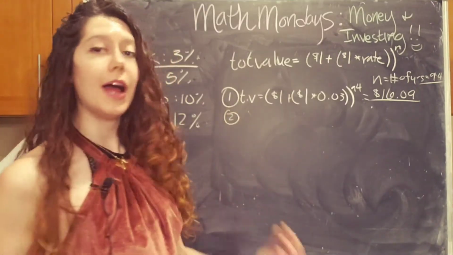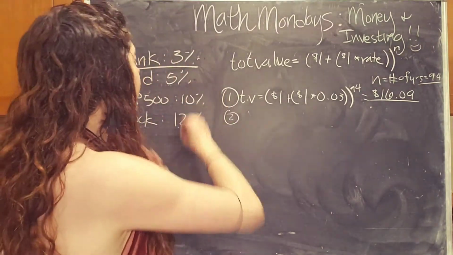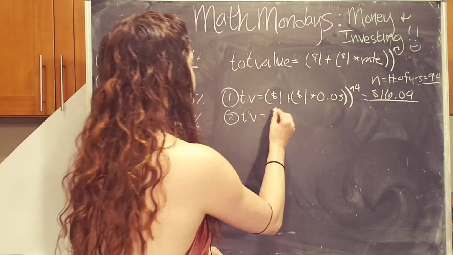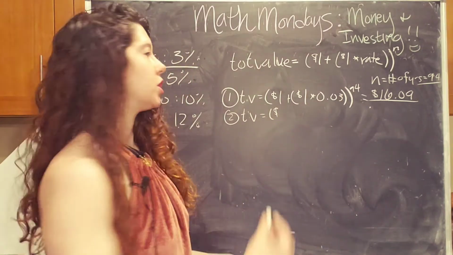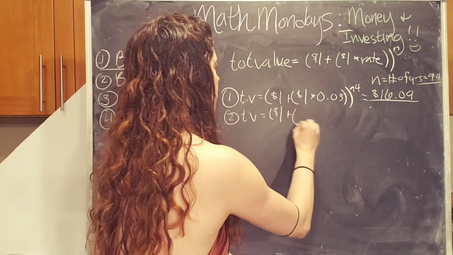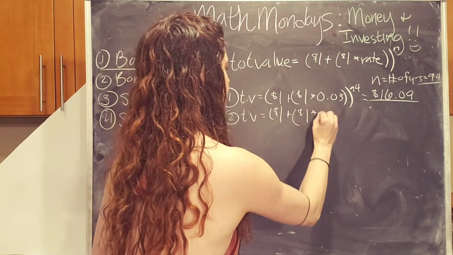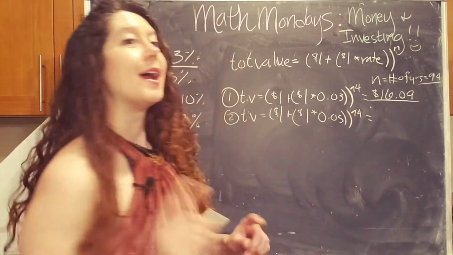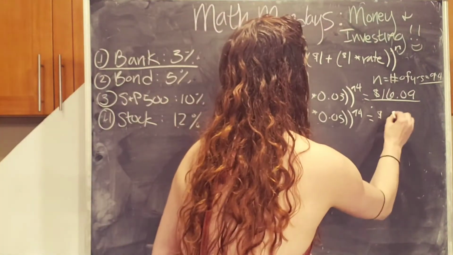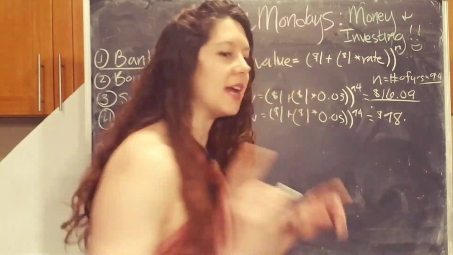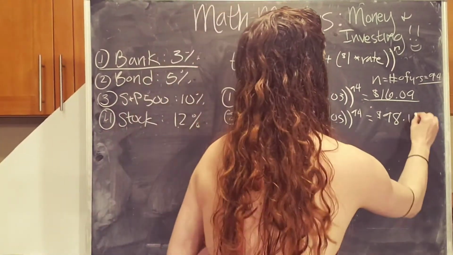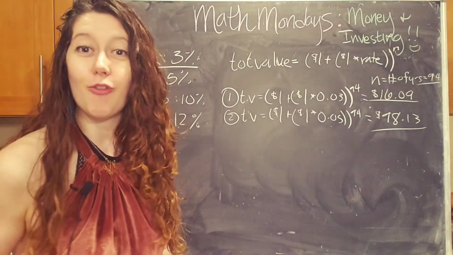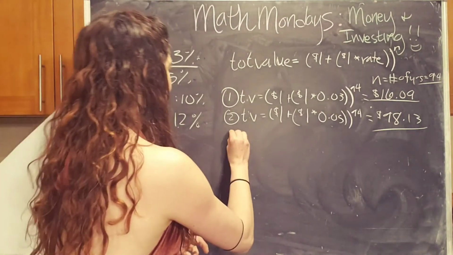Okay, let's look at what happens if you decided to buy a bond with your $1 investment. Then the ending value of your bond that you would be able to cash in for would be $1 plus $1 times 5% to the 94th power. And now you would get about $98.13. Okay, so now you're like, ooh, I can take myself and a friend out for dinner. Rad. Not bad, not bad.